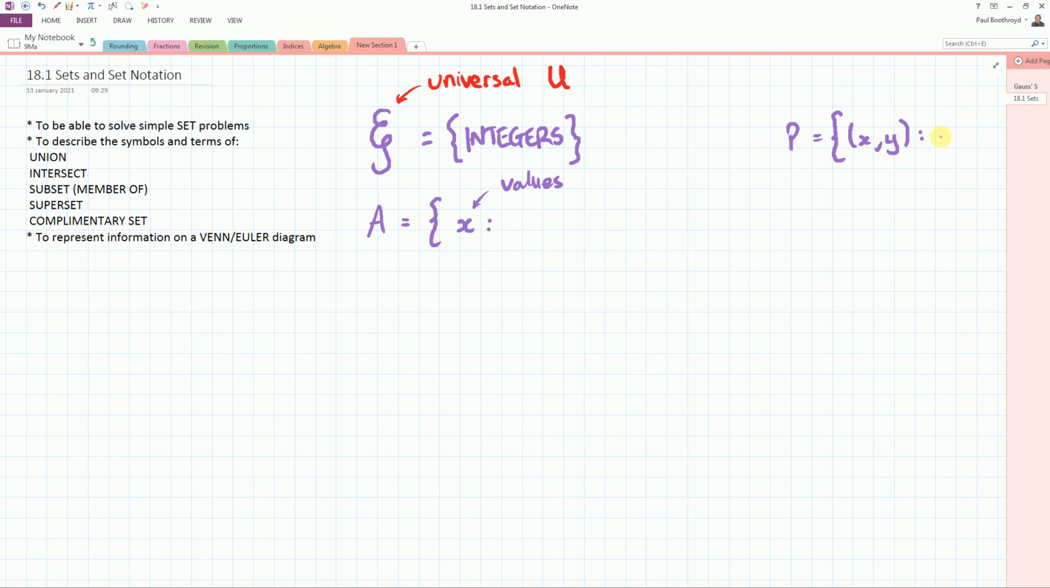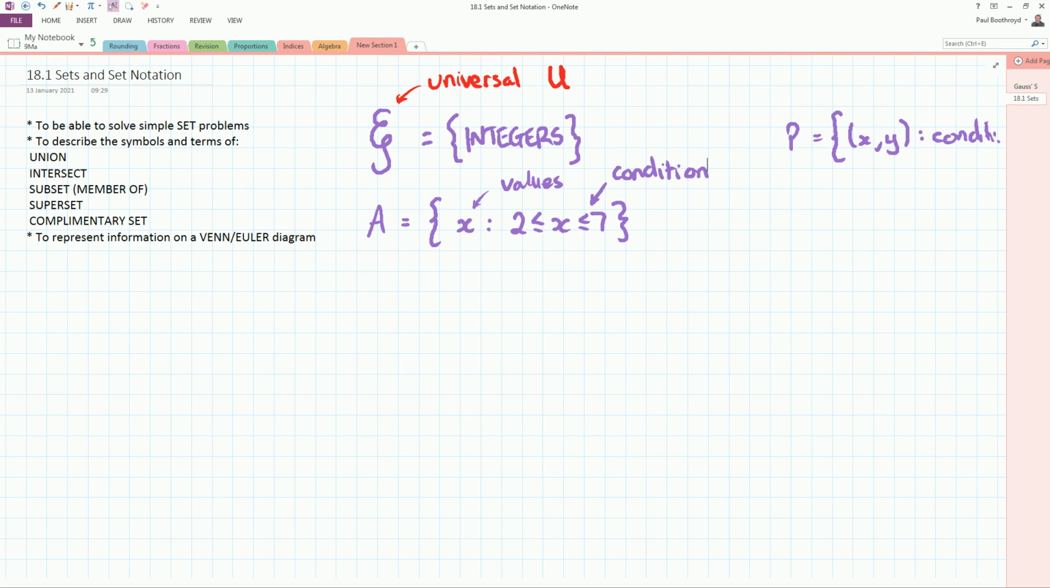And then after that we've got the condition, the thing that groups them together. In this case we're saying 2 is less than or equal to X is less than or equal to 7. So this condition says which ones this statement is true for. That's how sets can be defined. Okay, so what numbers are in this set?